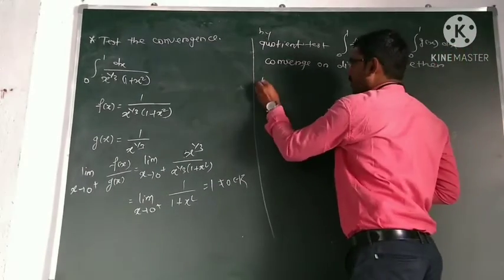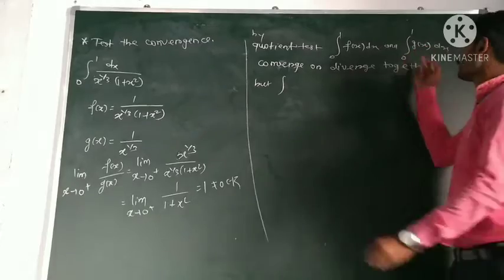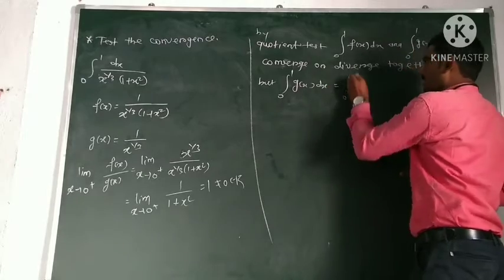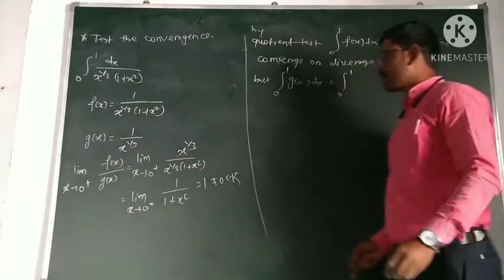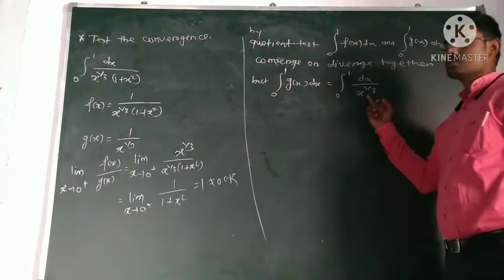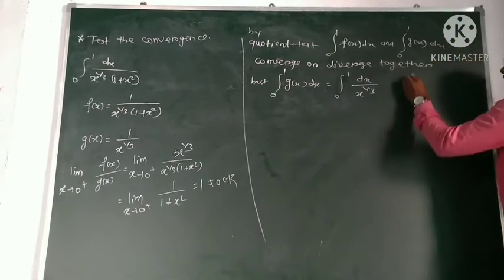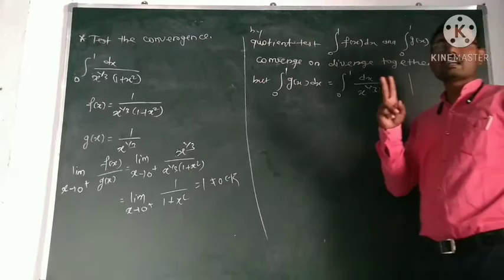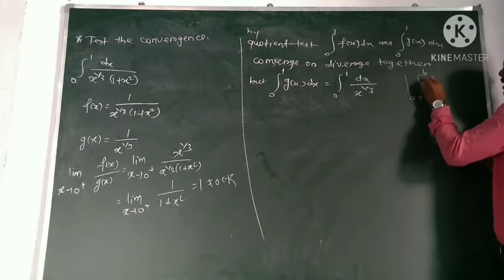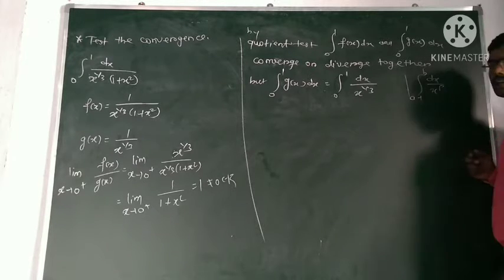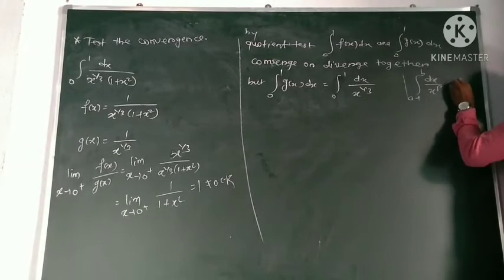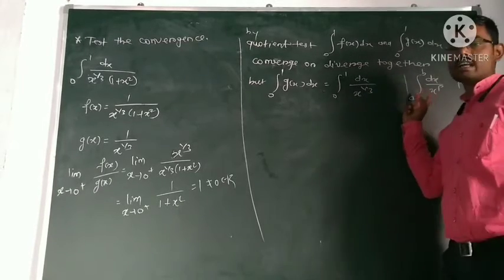But the improper integral of g from 0 to 1, where g of x is 1 upon x to power 1 by 3, dx upon x to power 1 by 3, is convergent. Why? Because in type B, we have the integral test P3, which says that the integral from a plus to b, where a is the singular point, of dx upon x to power p is convergent when p is less than 1. This is the integral test P3.